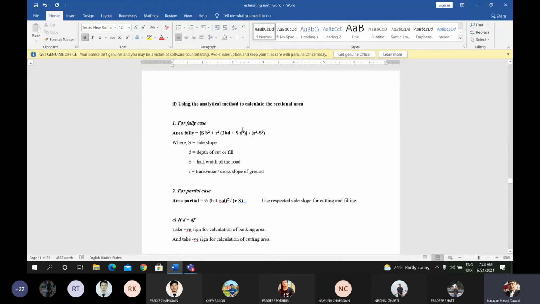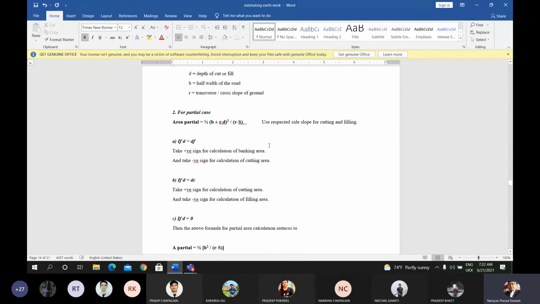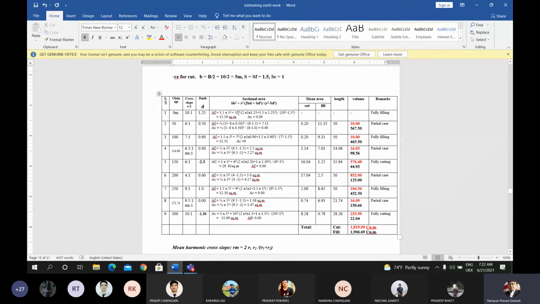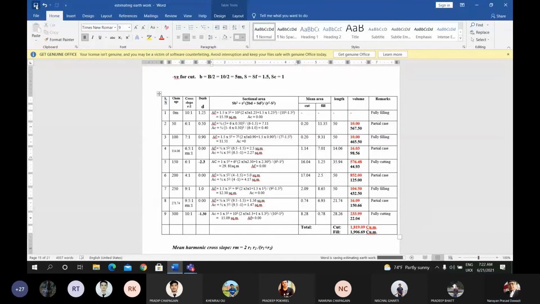Use the fully case area formula: S B square plus R square twice BD plus S D square, divided by R square minus S square. I have provided the sectional area of filling as S B square plus R square twice BD plus S D square, divided by R square minus S square. R square minus S square, not D square. This formula is used here. This is the fully area formula written here.